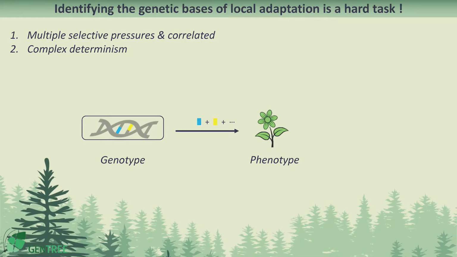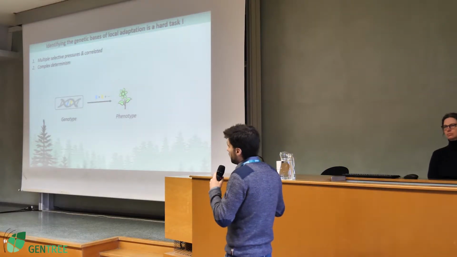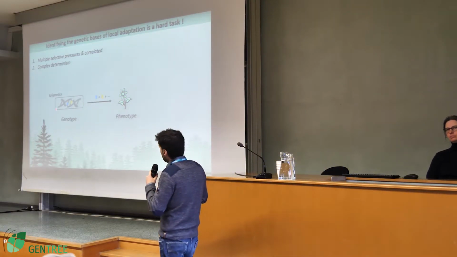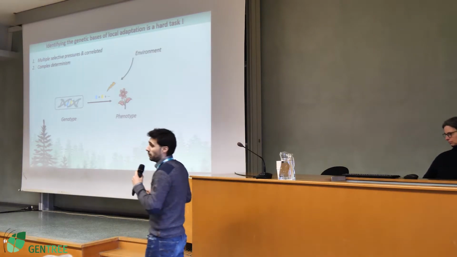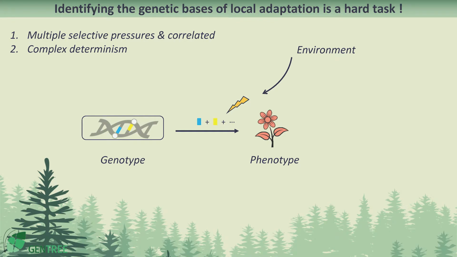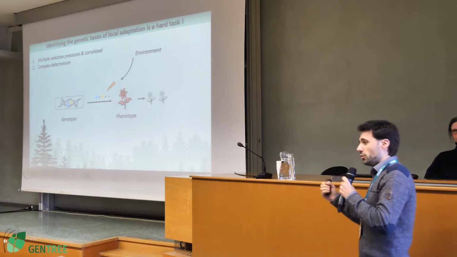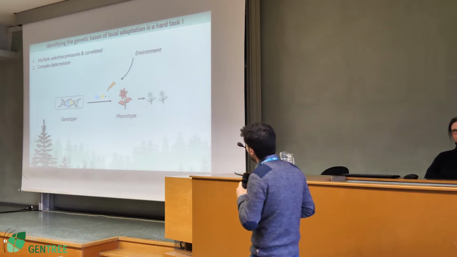Okay, second problem. Quantitative traits often have a very complex determinism. There are a lot of genes involved in their control, but there are also non-genetic factors, for instance epigenetic factors that are going to modify the phenotype, but also, of course, the environment will affect the phenotype. And what we are going to measure is this, right? But what is transmitted to the next generation is that. So it means that at some point we have to be able to disentangle the effect of the environment and the effect of the genotype on the phenotype.